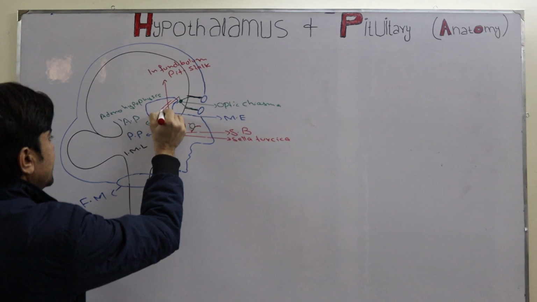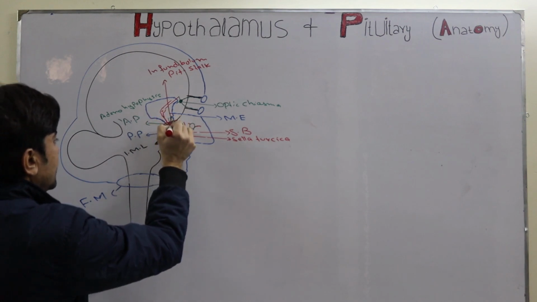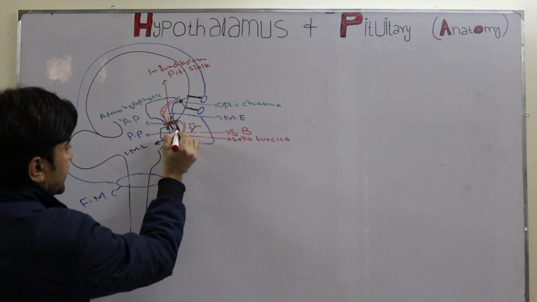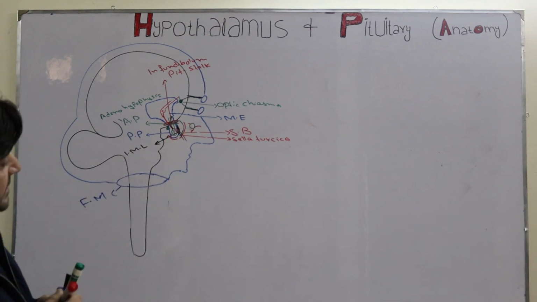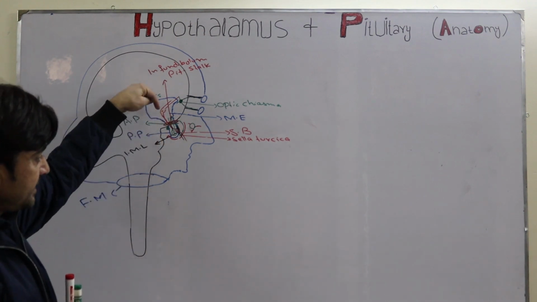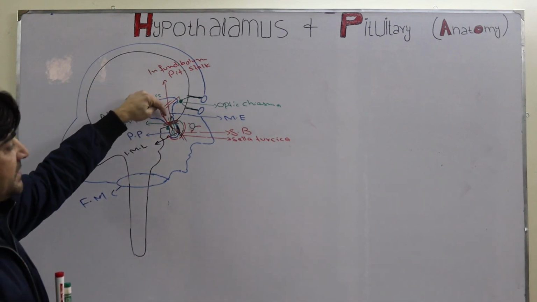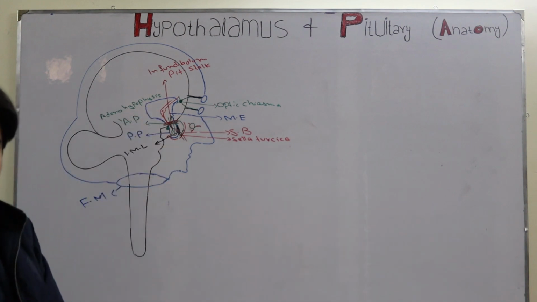They give rise to capillaries, and these capillaries join to form a vein. These veins also pass through this stalk-like structure, and here in the pituitary gland they give rise to capillaries again, and then they unite to form a vein again. So this pituitary stalk consists of nerve fibers which extend from the hypothalamus down to the pituitary gland, and some blood vessels which extend from the hypothalamus into the pituitary gland.